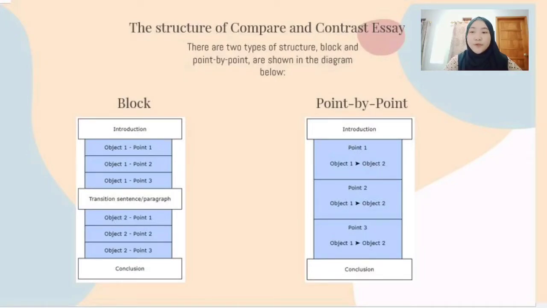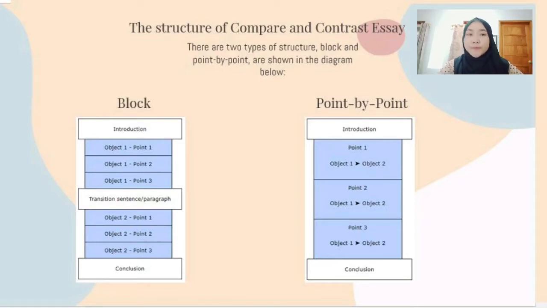The structure of a compare and contrast essay has two types. The first one is block and the second one is point by point, as shown in the diagram below. Here the left side is the block and the right side is point by point. So we can see the difference between the block structure and the point by point structure.